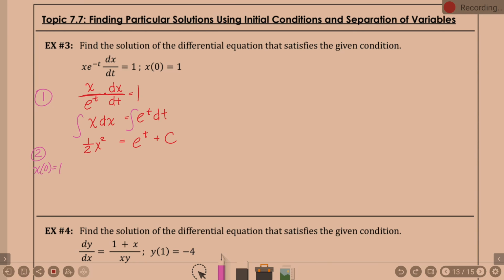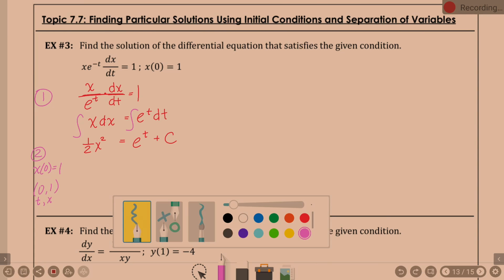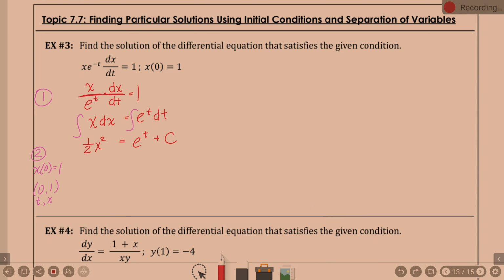So the idea that this is the ordered pair 0, 1, where this is a t, comma x. And we know that because it's dx dt. So normally dy dx is an xy ordered pair, right? Dx dt is a tx ordered pair. So in order to find this, we're going to plug our values in. So what do we have here? 1/2 times 1 squared equals e to the 0 plus c.